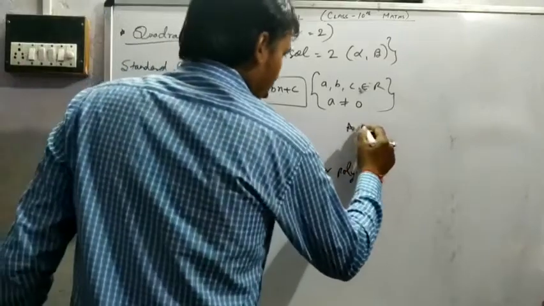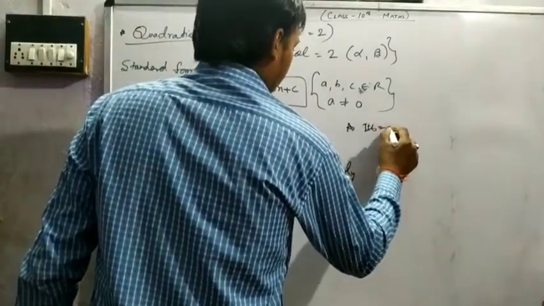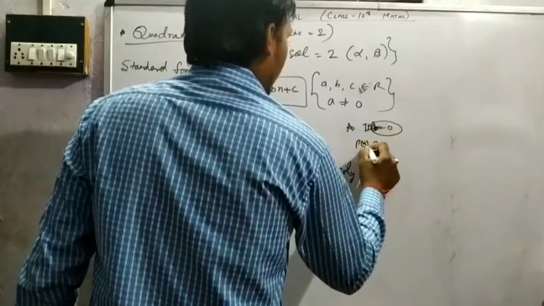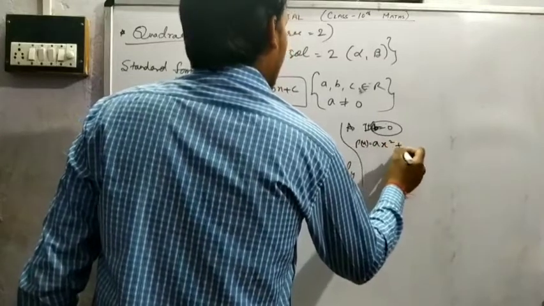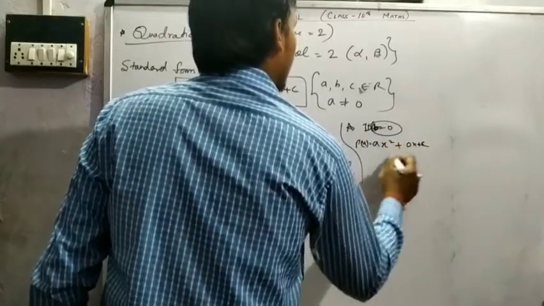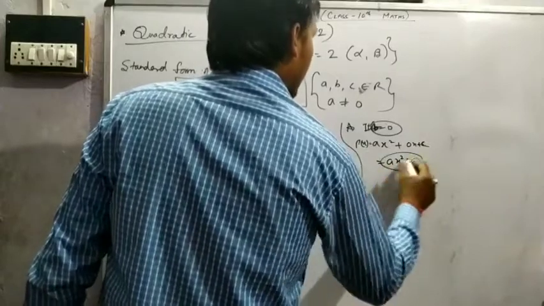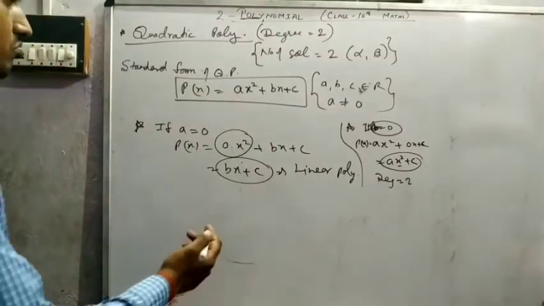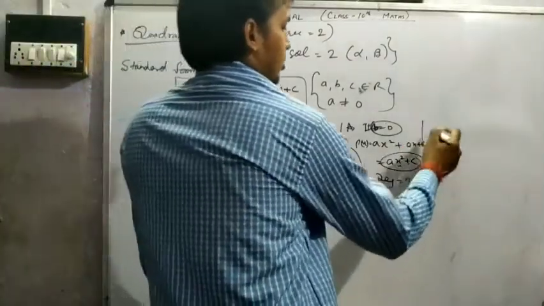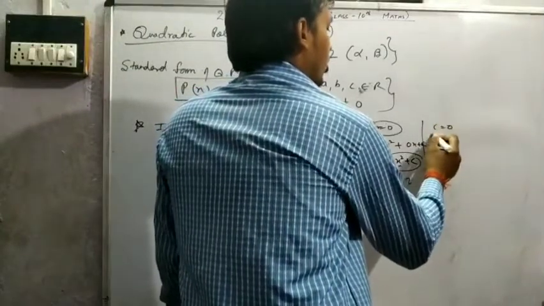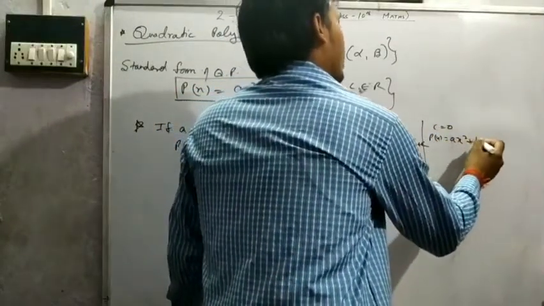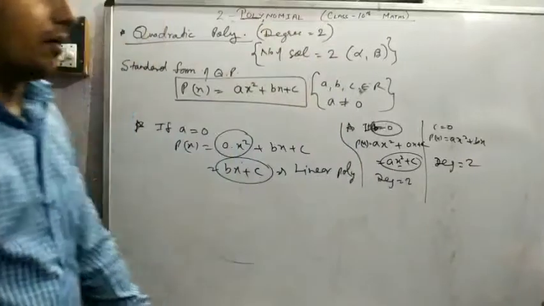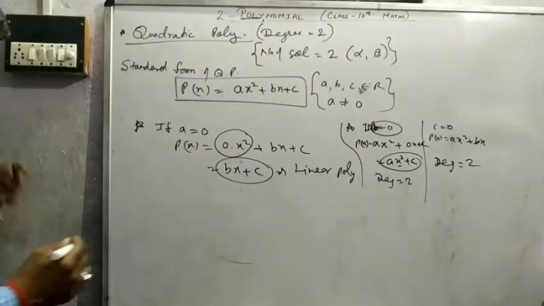You can see, if b is 0, then p of x is ax square plus 0x plus c, that is ax square plus c, which is degree 2 because of the highest power. C can also be 0. If you take c equal to 0, the polynomial ax square plus bx is also degree 2.